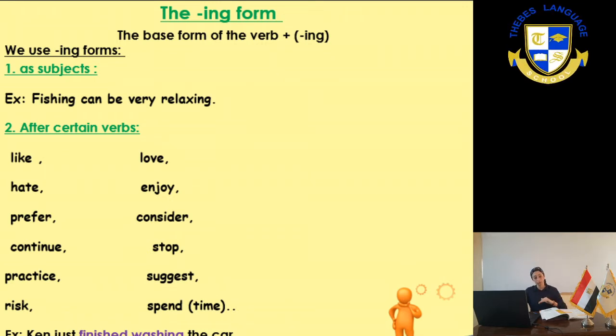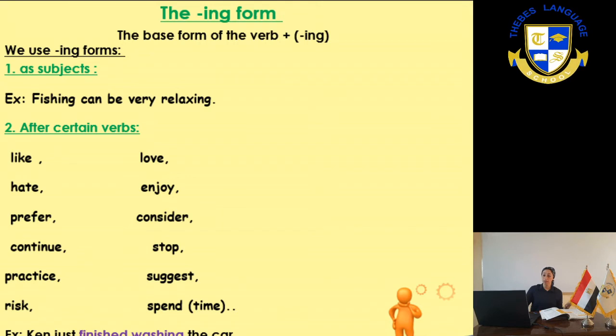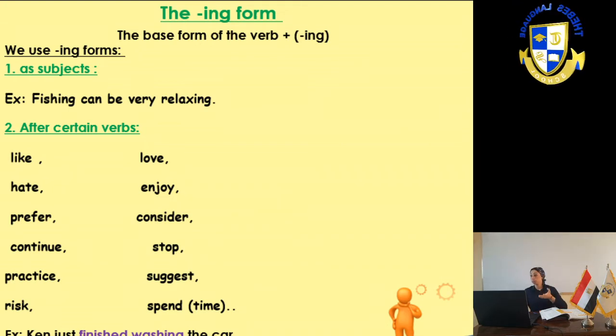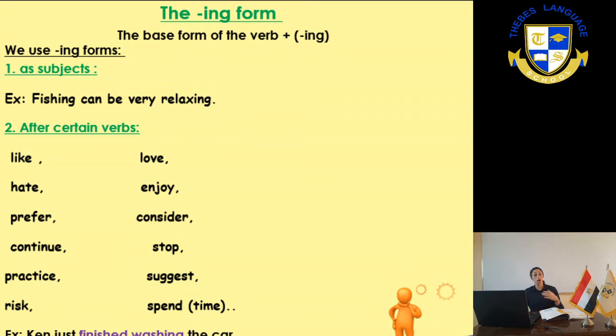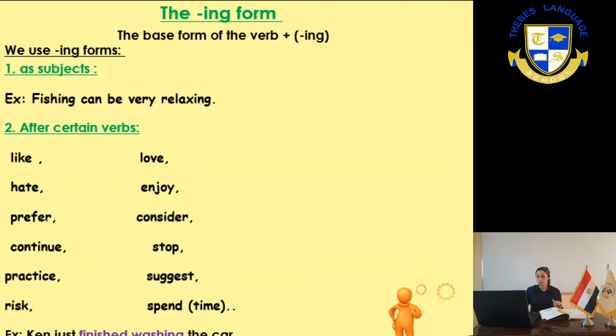After the following verbs: like, love, hate, enjoy, prefer, consider, continue, stop, practice, suggest, risk, and spend for time. For example, I like going to the cinema. I enjoy eating strawberries. I prefer meeting my friends, and so on. Okay? Let's move to slide number 6.